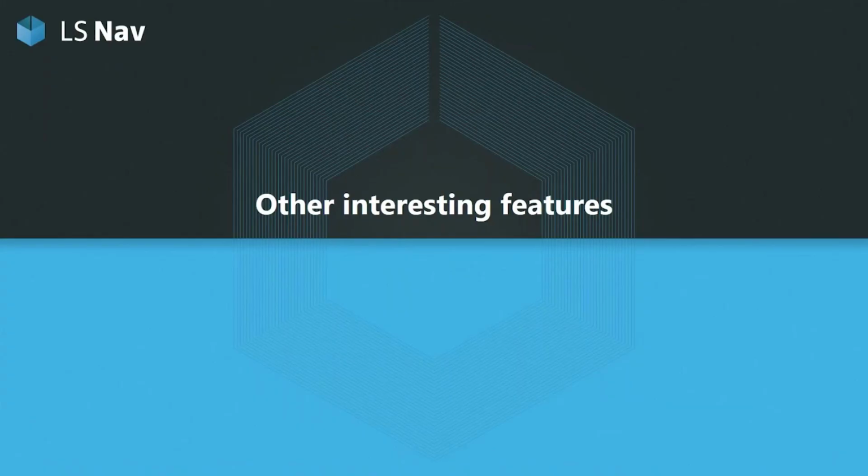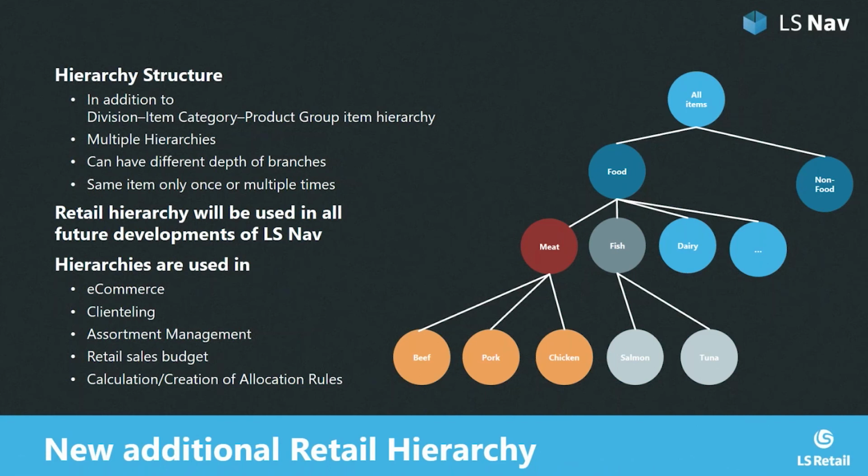Other interesting features. Retail hierarchy. In addition to the default hierarchy, division, item, category, product group, you can have multiple hierarchies, with different depths of branches, and the same item only once or multiple times in the same hierarchy. Retail hierarchies will be used in all future development of LS Nav. Currently, the hierarchies are used in e-commerce, clienteling, assortment management, retail sales budget, and calculation of creation and allocation rules.